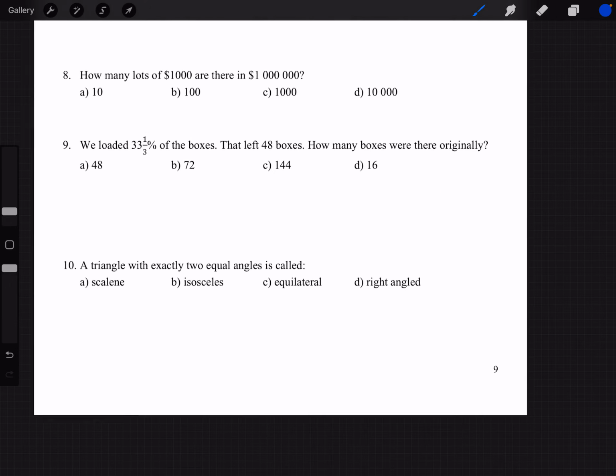Next question is how many lots of 1,000 are there? What this one says is you have a million, and how many thousands is it? If you want to know how many thousands, then just divide by 1,000. Cross out the zeros, and the answer is 1,000, which is C.